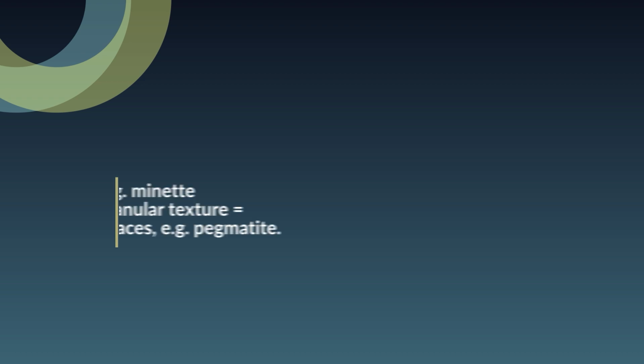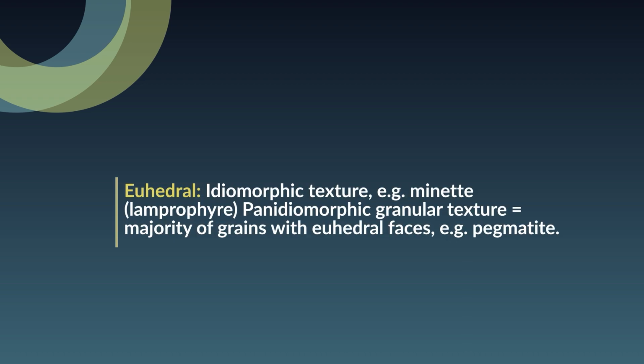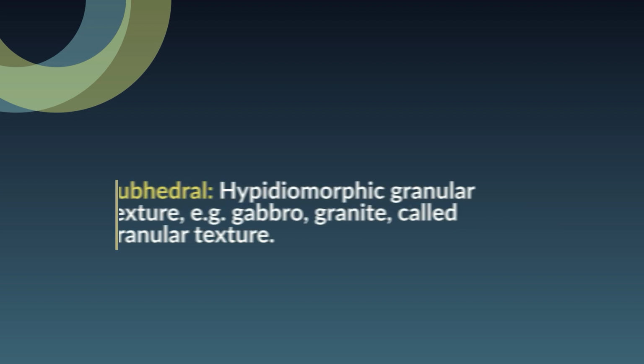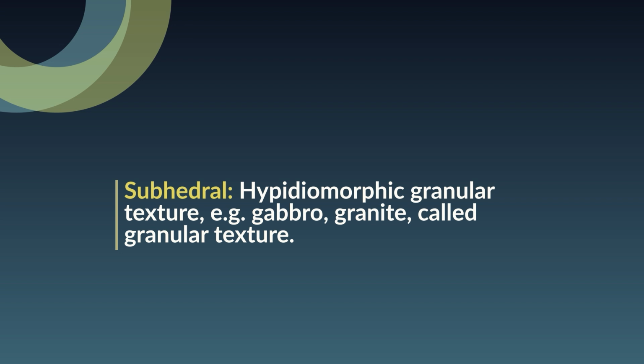When euhedral crystals are present in the rock and seen under the microscope, you call it idiomorphic texture, for example in minette or lamprophyre. Panidiomorphic granular texture is when the majority of grains have euhedral faces, for example pegmatite. All faces are well developed, euhedral, and the example is pegmatite. Subhedral: when subhedral grains are present in the rock and seen under the microscope, the texture is called hypidiomorphic granular texture, for example gabbro, granite. It is also called granular texture.